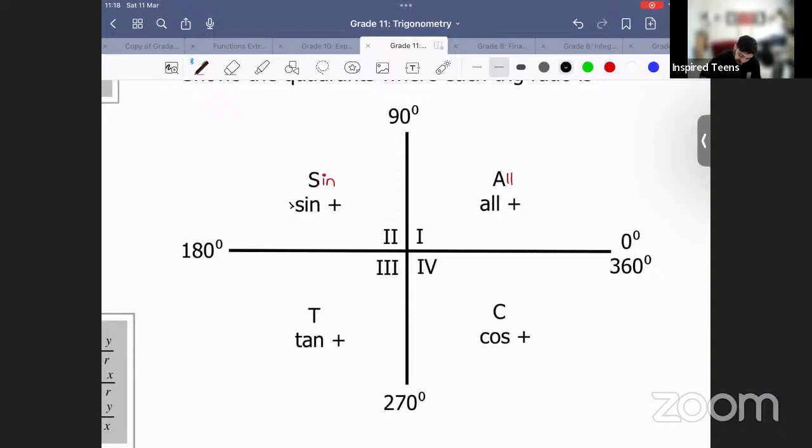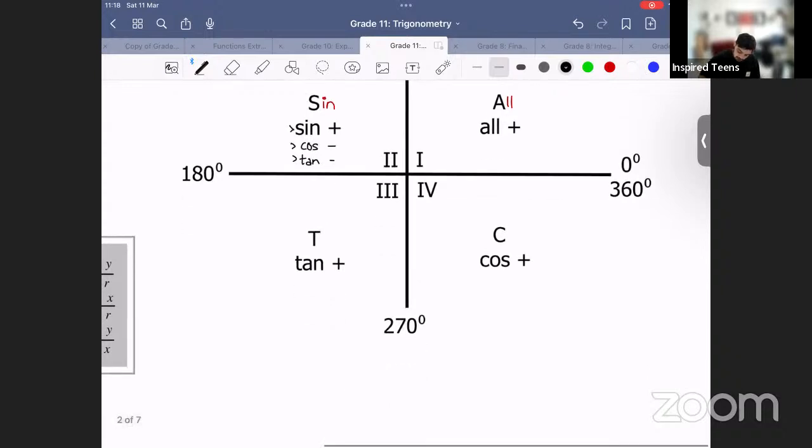Now, since only sine is positive, that means that cos is negative and tan is negative in that second quadrant. Then we look at the third one, it tells us that tangent is positive. Since tangent is positive, that means that sine is negative and cos is negative.